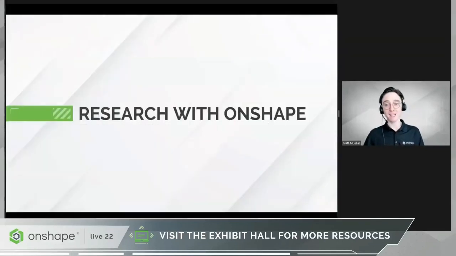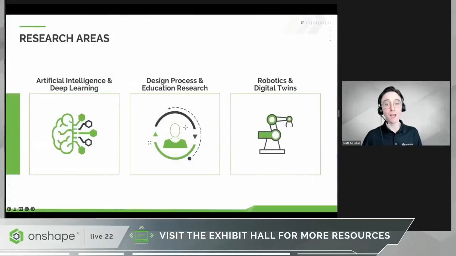So now let's dive into how researchers are starting to leverage Onshape's cloud-native architecture in new and exciting ways. I'll highlight 3 different fields of research that are taking advantage of Onshape's unique capabilities. First, I'll show some examples of artificial intelligence and deep learning, where computer scientists are developing new algorithms that use Onshape's architecture to learn more about how CAD models are created.